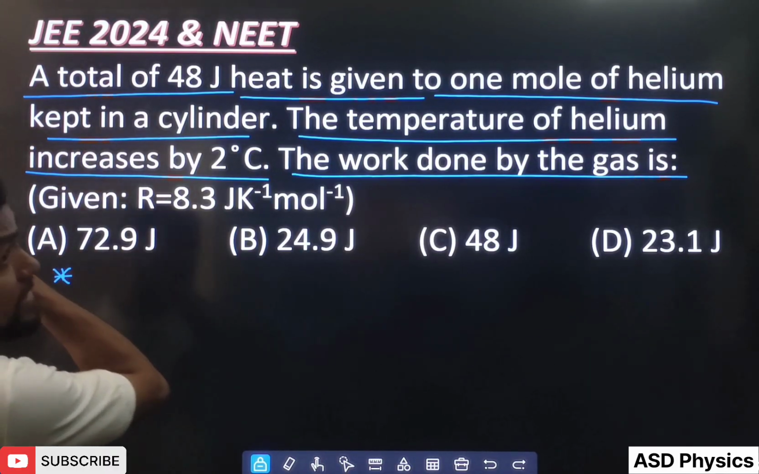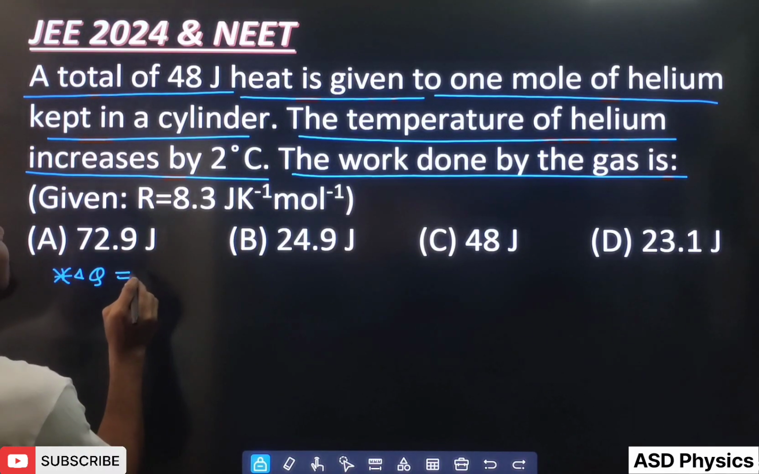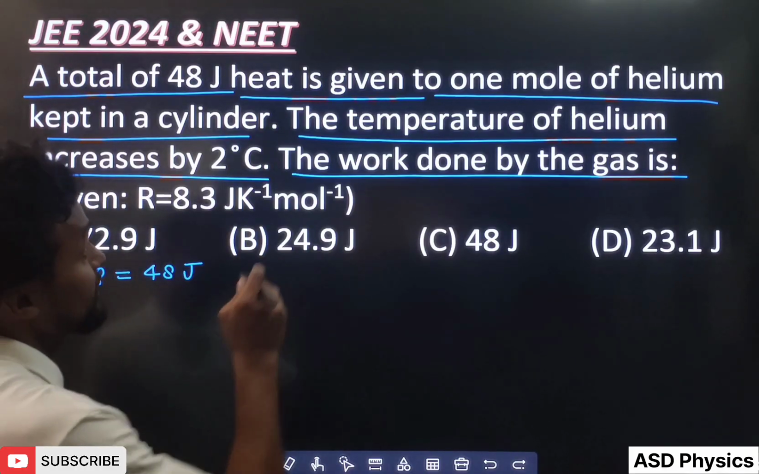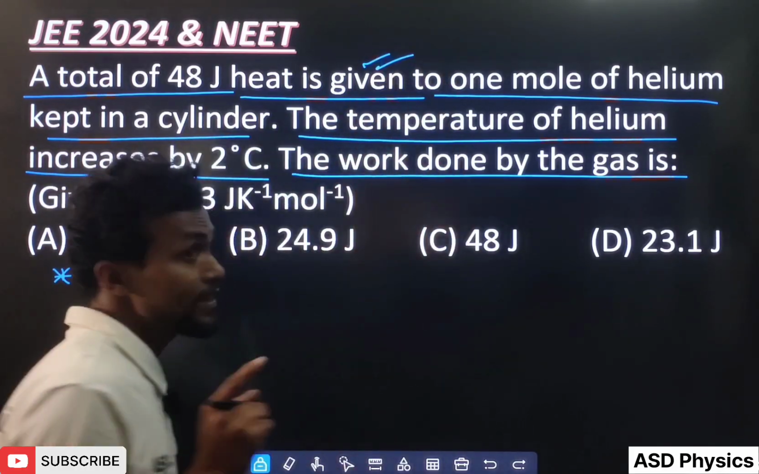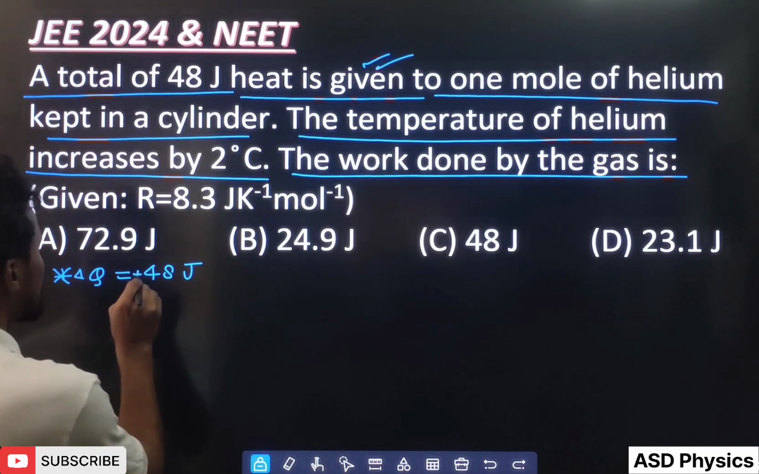First they are telling us 48 joule heat. Here heat we can write as Q, or you can write delta Q also, no problem. Delta Q they have given: 48 joule heat is added to the system. When heat is added to the system, it is positive. Heat removed from the system is negative. So remember that this is positive.